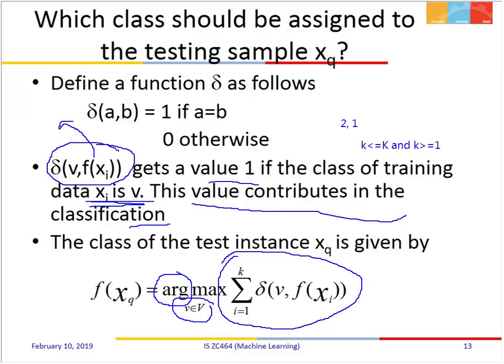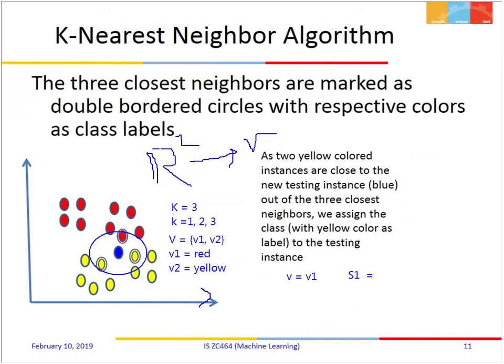This summation is ranging from 1 to 3 because I'm taking capital K as 3. That means this summation will have 3 terms: delta V fx1, delta V fx2, delta V fx3, where x1, x2 and x3 are those 3 points which are nearest to the test data. So let me say that these 3 points are actually the red one, yellow, and the second yellow. So trying to write here the sum, we should have those 3 terms.